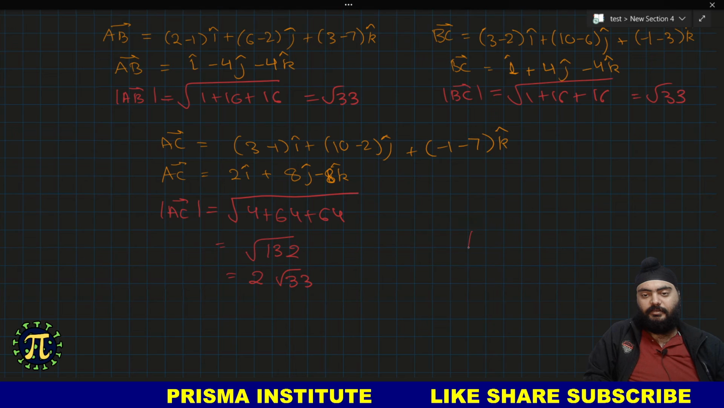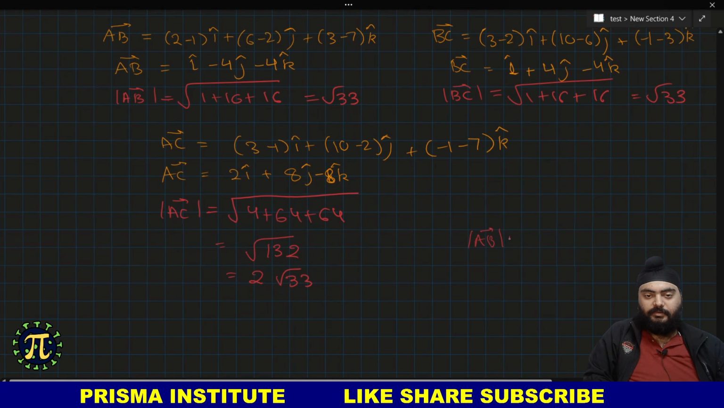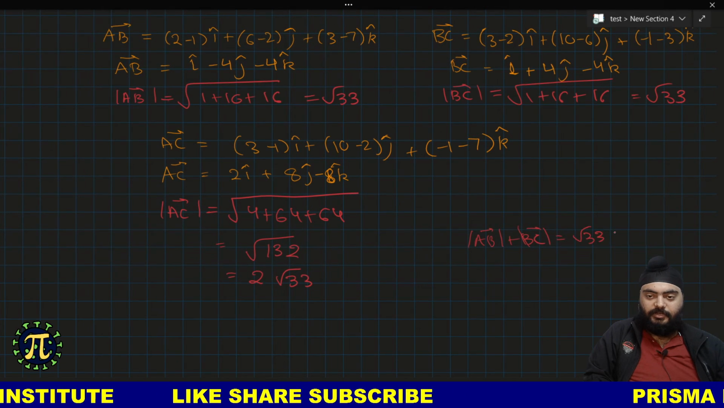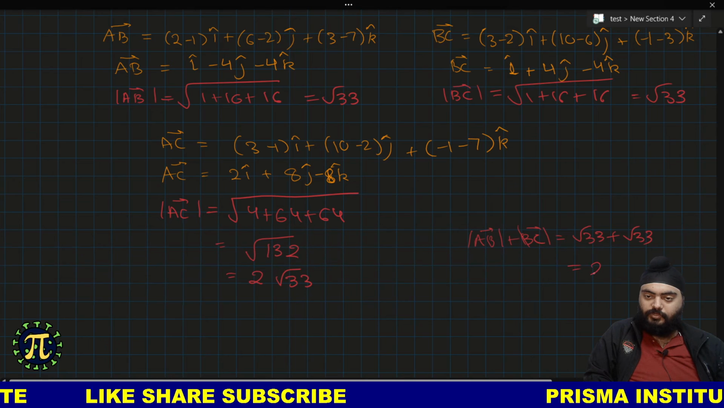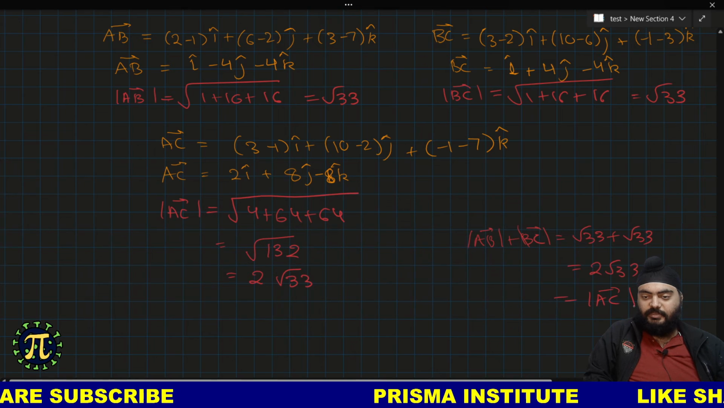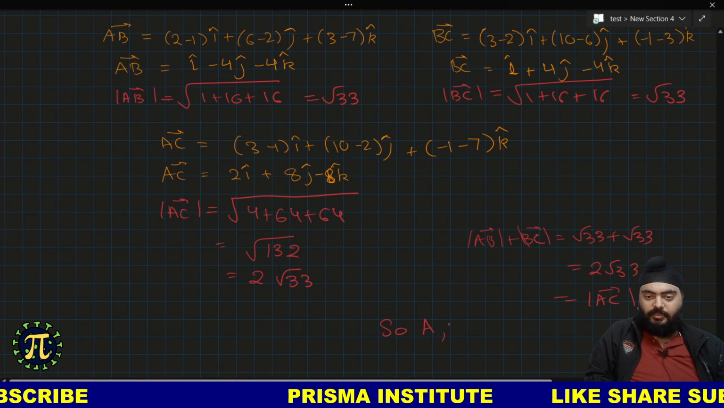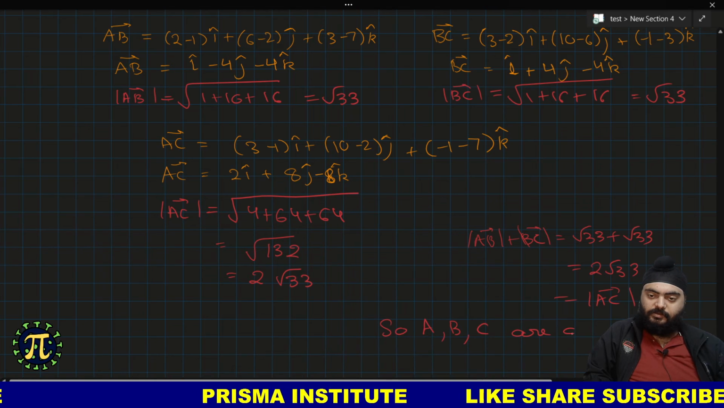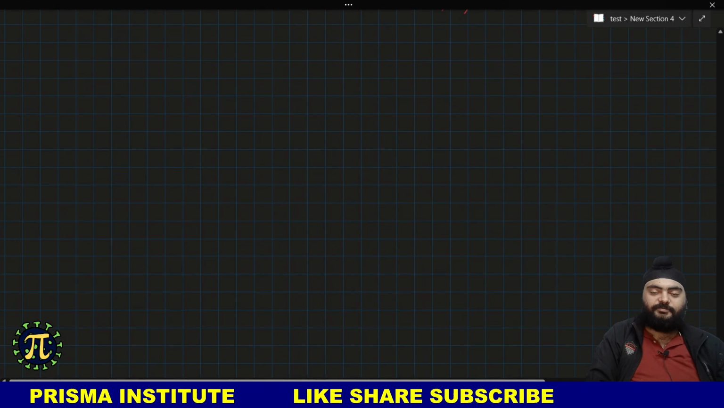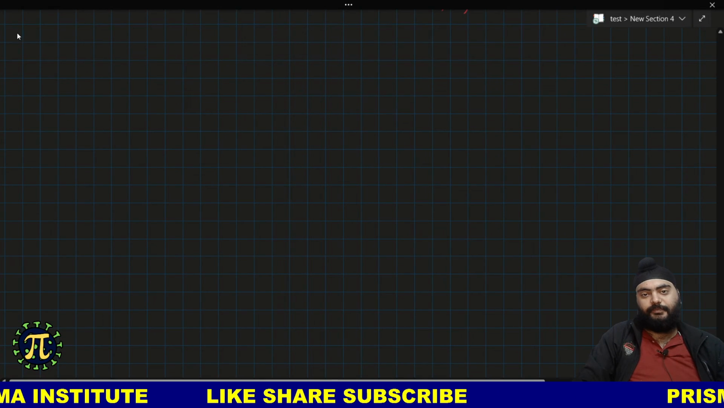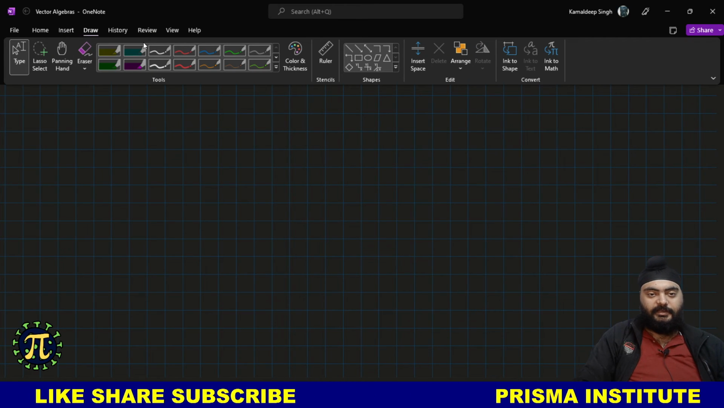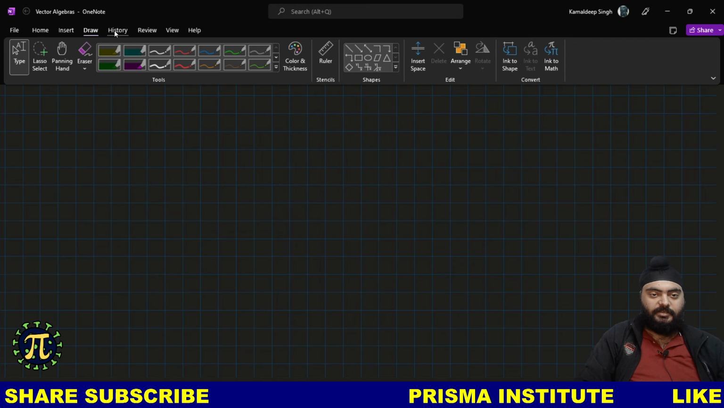And you can check magnitude of AB plus magnitude of BC. It is root 33 plus root 33, which is 2 root 33, which is magnitude of AC. So A, B, C are collinear, right? Otherwise the triangle inequality will hold: sum of two sides must be larger if not collinear. Okay? So if collinear, they will be equal. If it is a triangle, the sum of two sides will be larger than the third side.